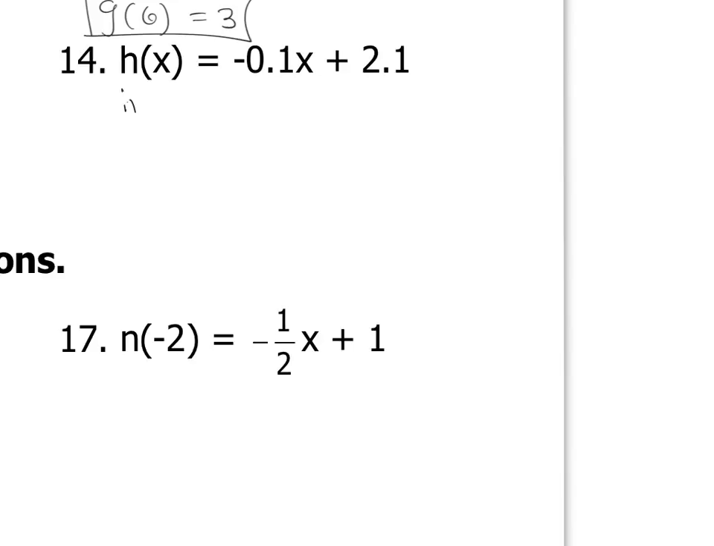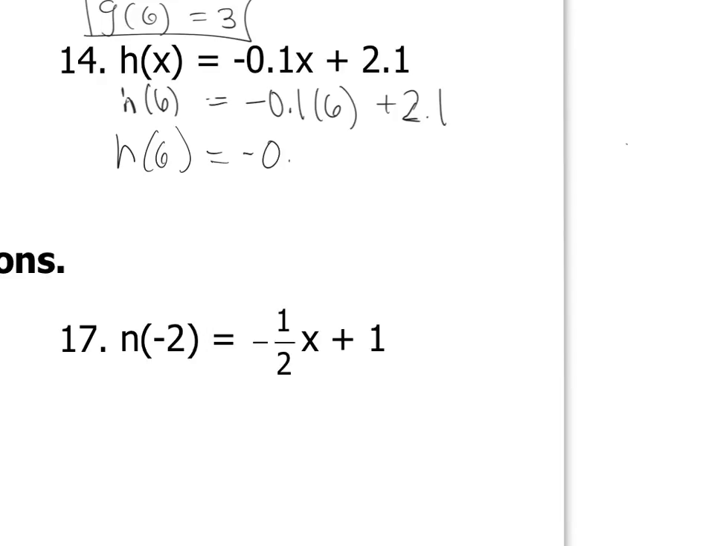We have h of 6, so we're going to plug in 6. And that's going to equal negative 0.1 times 6 and then plus 2.1. And if I use my calculator or if I use my brain, either way, negative 0.1 times 6 is negative 0.6, and then I need to add 2.1 to that. So that's the same as saying 2.1 minus 0.6, which of course is 1.5.